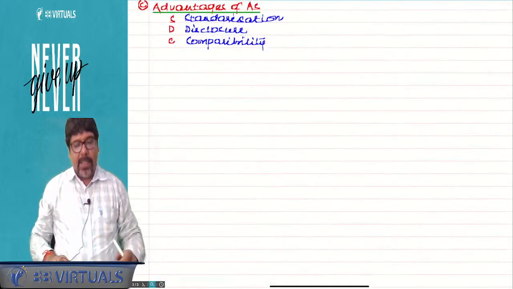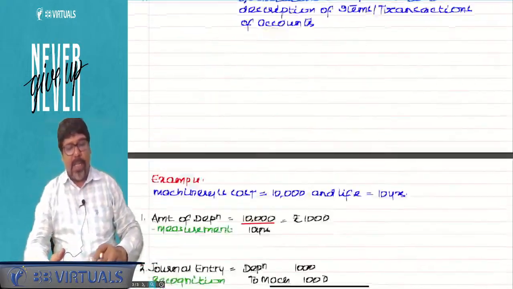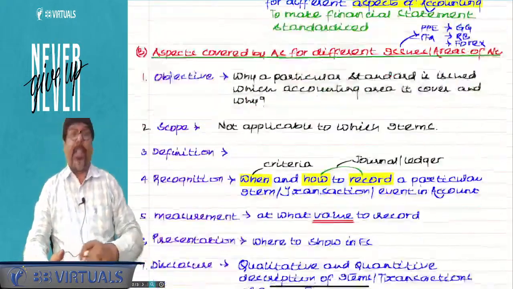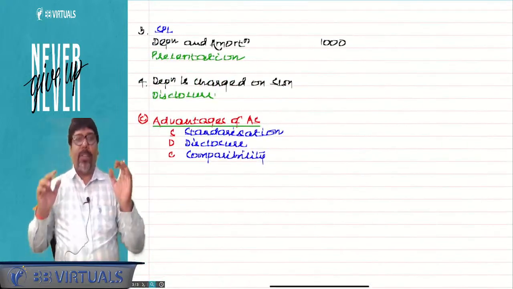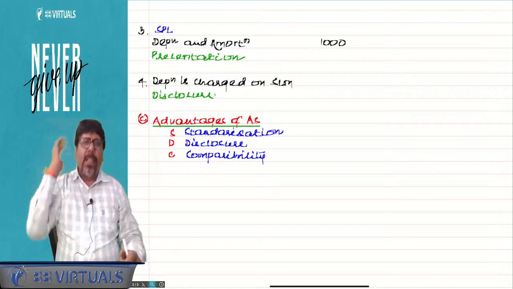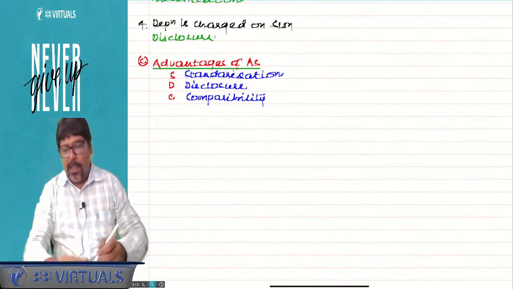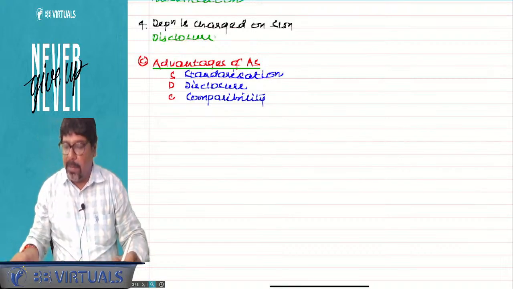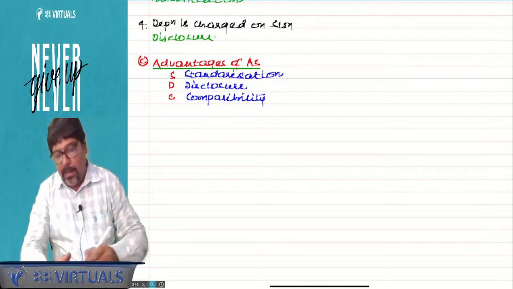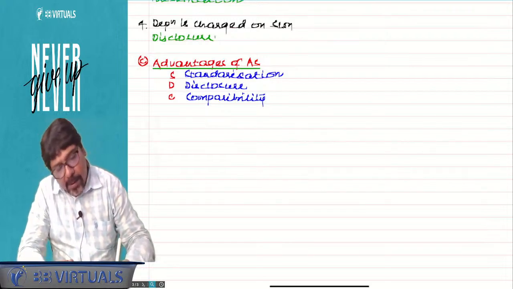We did advantages. Now, let's move ahead with concept number 3. That is the AS setting up process, Chartered. How to set up AS? The process. AS setting up process, how to do.